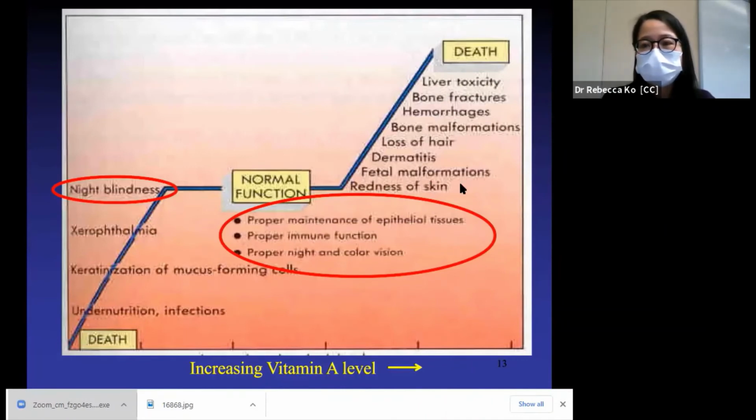If it's too much, we have liver toxicity. The burden on the liver increases, and there may be redness of the skin. Maybe there's a loss of hair. Dermatitis is another problem with excess vitamin A.